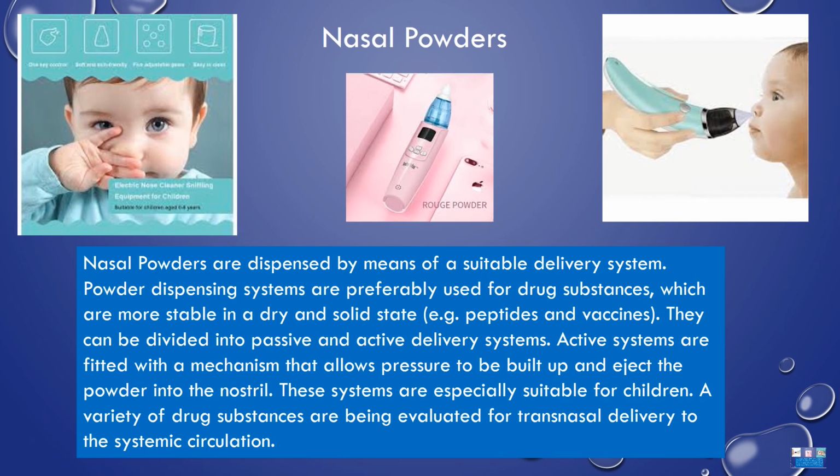Nasal powders are dispensed by means of a suitable delivery system. Powder dispensing systems are preferably used for drug substances which are more stable in a dry and solid state, for example, peptides and vaccines. They can be divided into passive and active delivery systems. Active systems are fitted with a mechanism that allows pressure to be built up and eject the powder into the nostril. These systems are especially suitable for children.